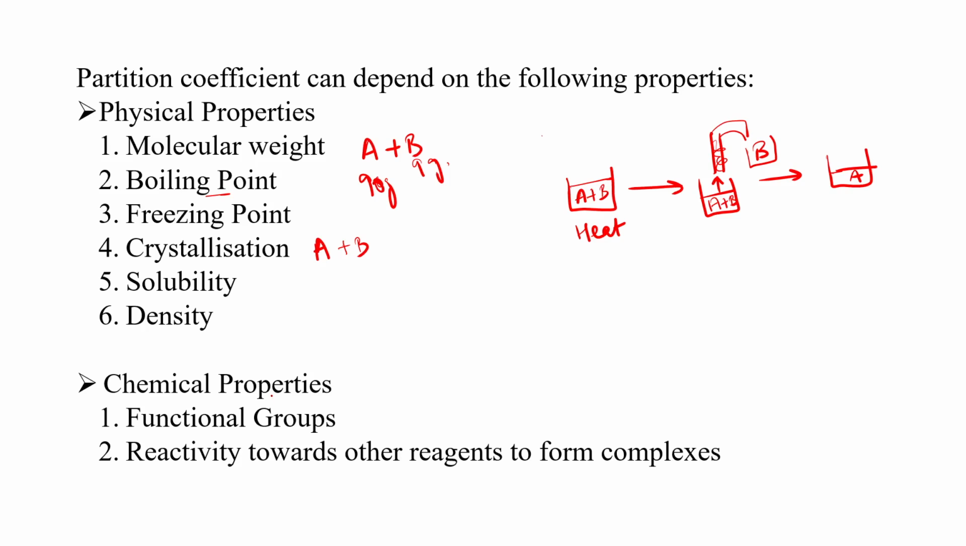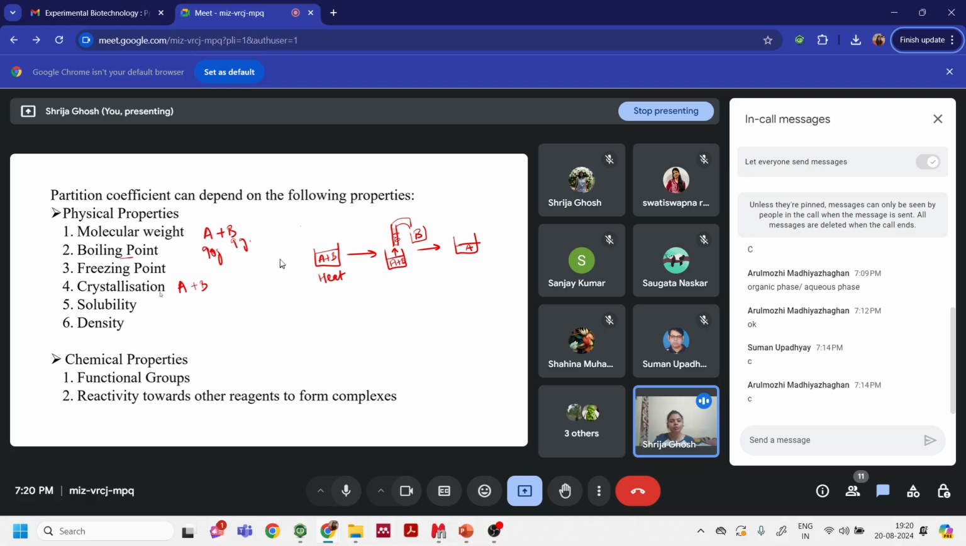Now coming to the chemical properties. So all these properties are physical properties. So what do you mean by physical and chemical properties? I hope you understand the difference between physical and chemical properties. Physical properties are basically the properties that do not change the chemical form of the compound. So there is no chemical change happening.